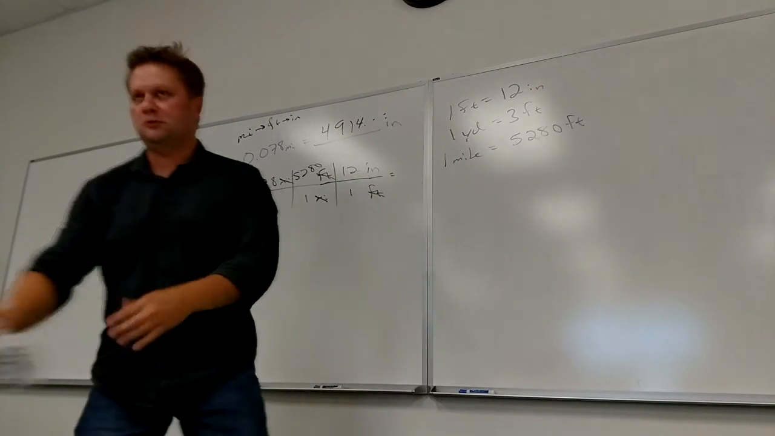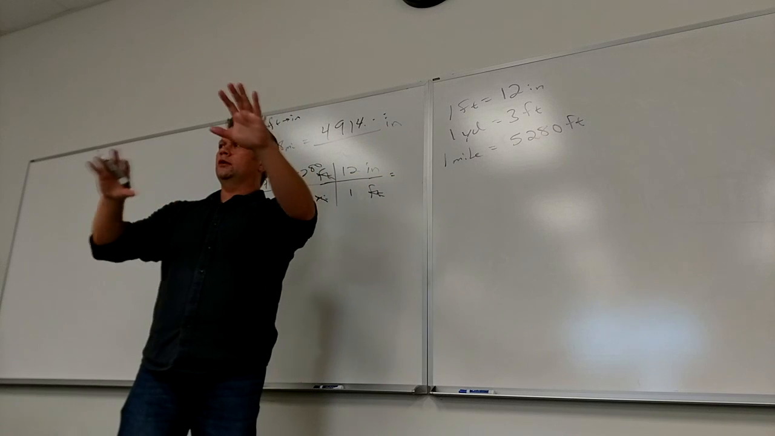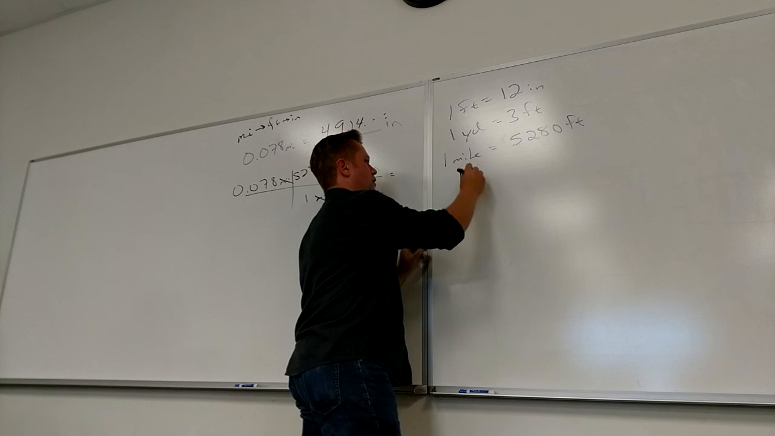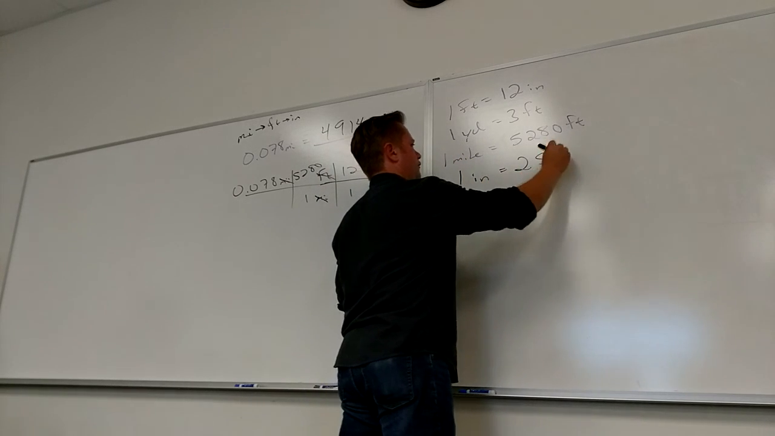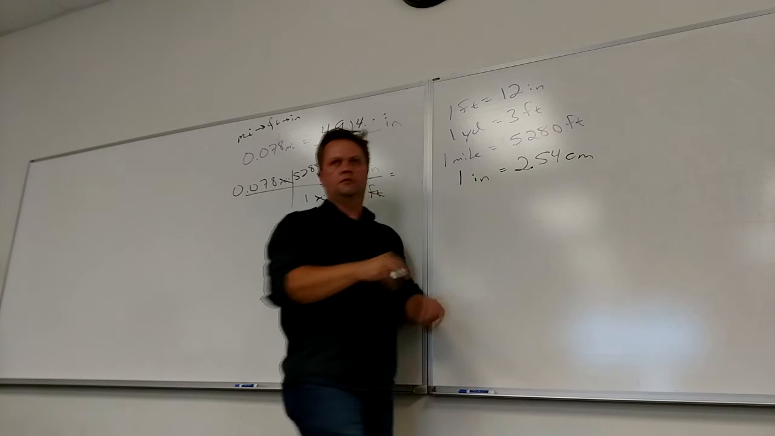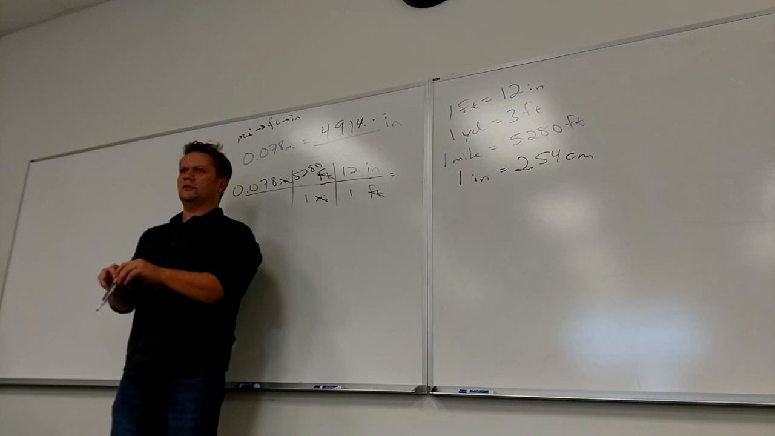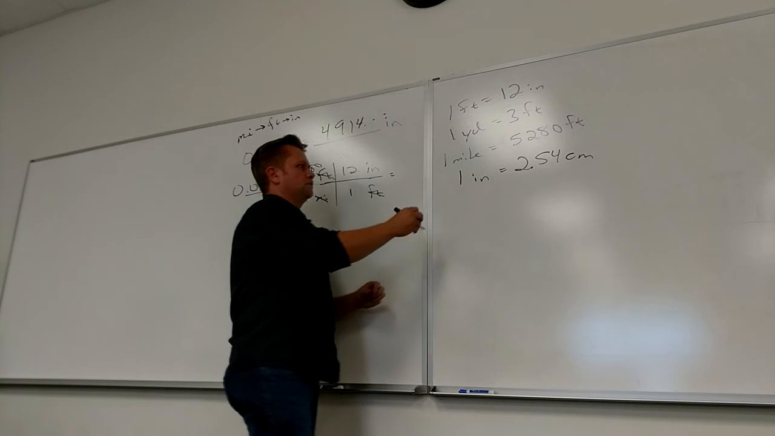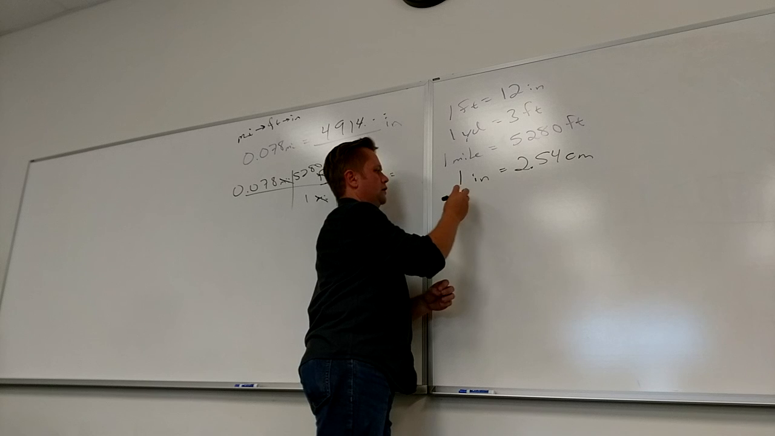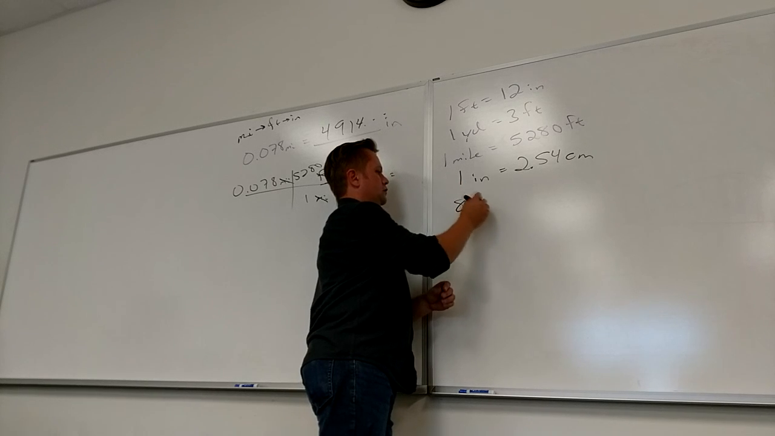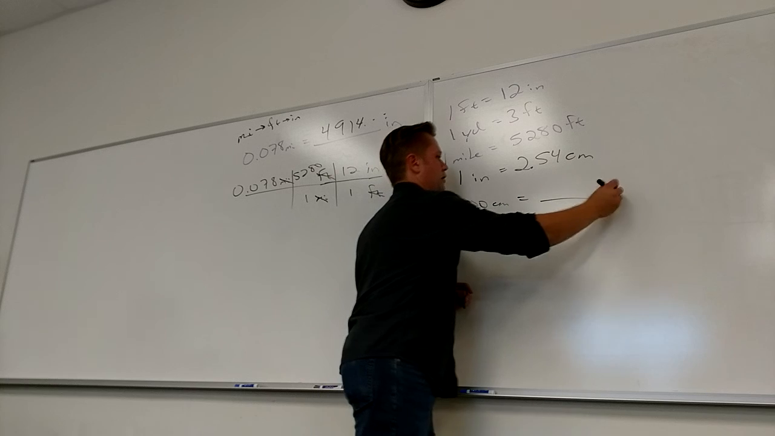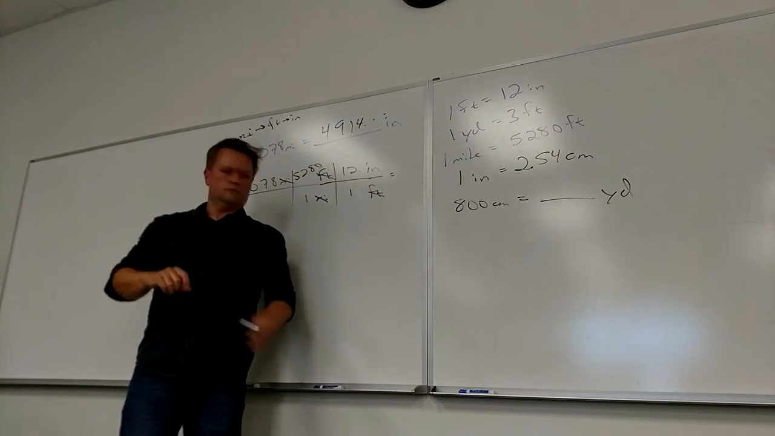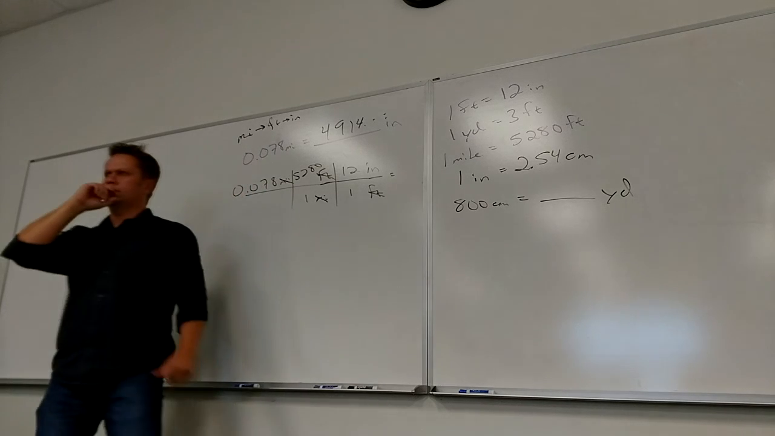Let me throw one more thing in the mix here to show you how crappy our system of measurement is. I don't know if you guys realize, 1 inch is 2.54 centimeters. Just to give you something else to work with here. So let's say I have 800 centimeters, and I want to know how many yards that is. So you guys try to set that up.